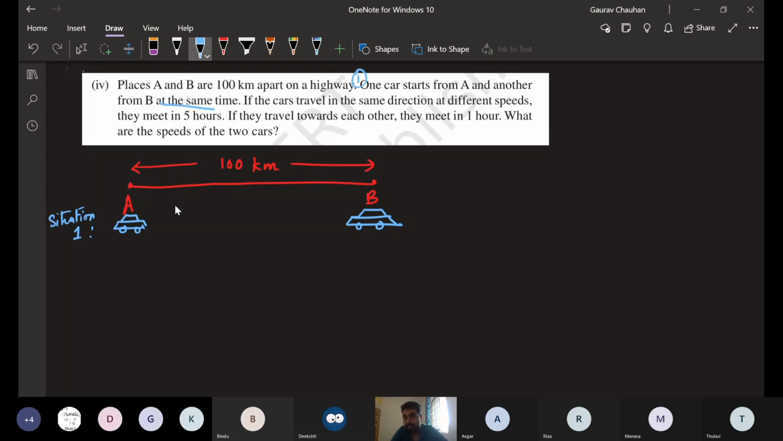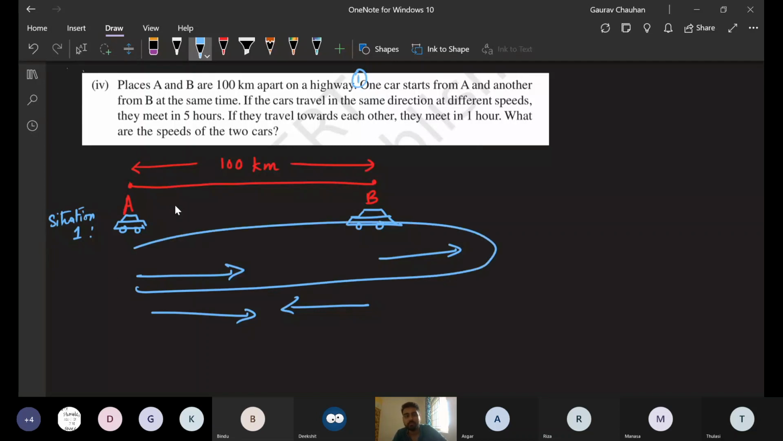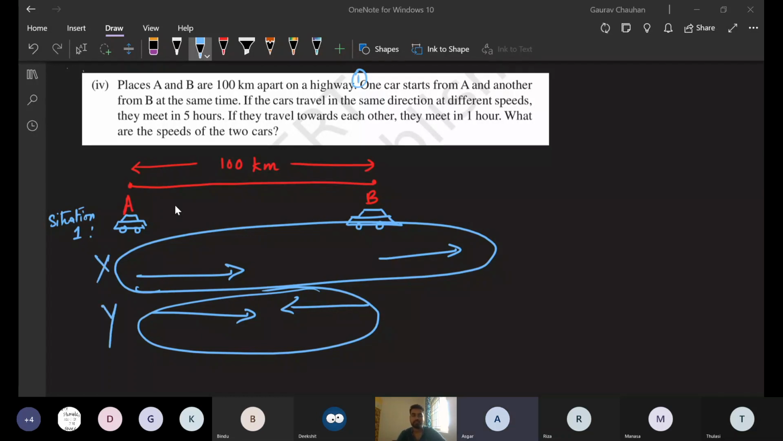Now what is it saying? At the same time the cars are starting. Okay, fine. In both situation 1 as well as situation 2, they are starting at the same time. Situation 1 is: if the cars travel in the same direction at different speeds, they meet in 5 hours. Same direction. Can anyone clarify what you mean by same direction? Can you tell me, is this same direction or this same direction? Let's call this situation X, situation Y. Which is same direction?